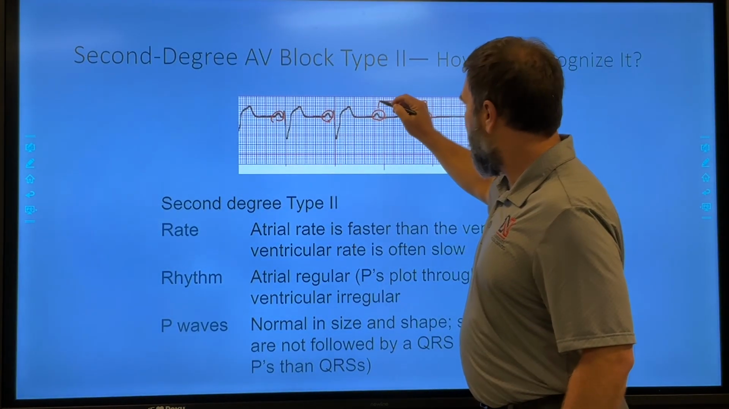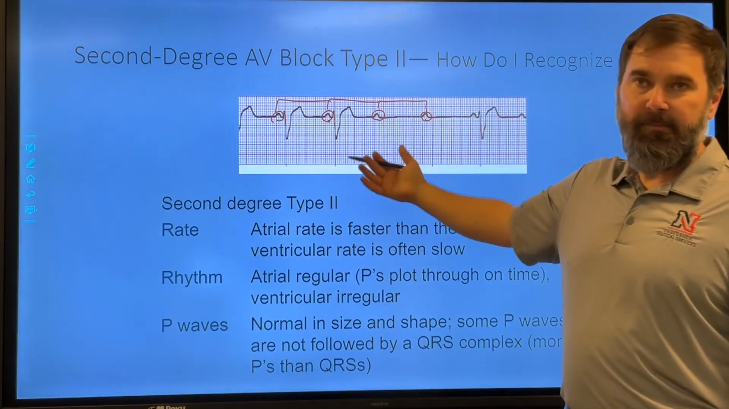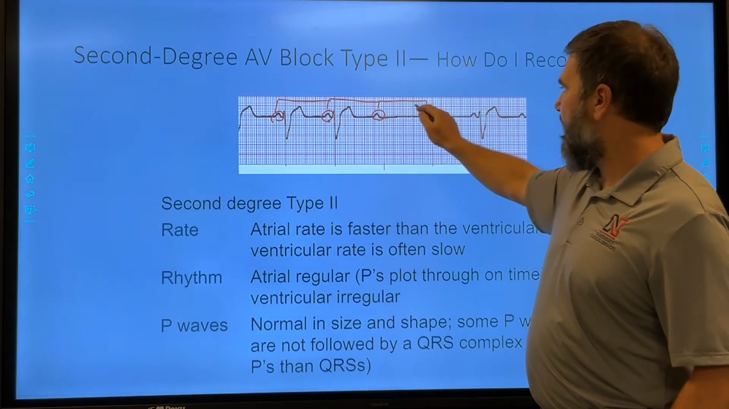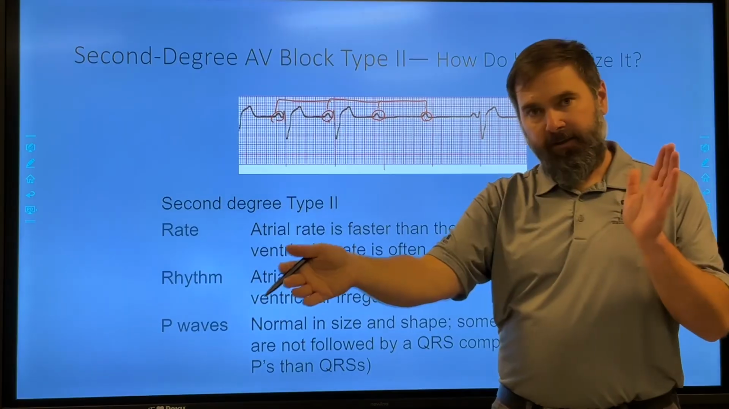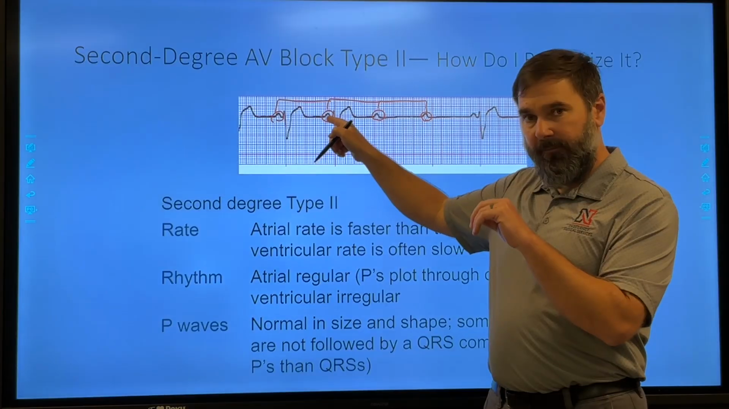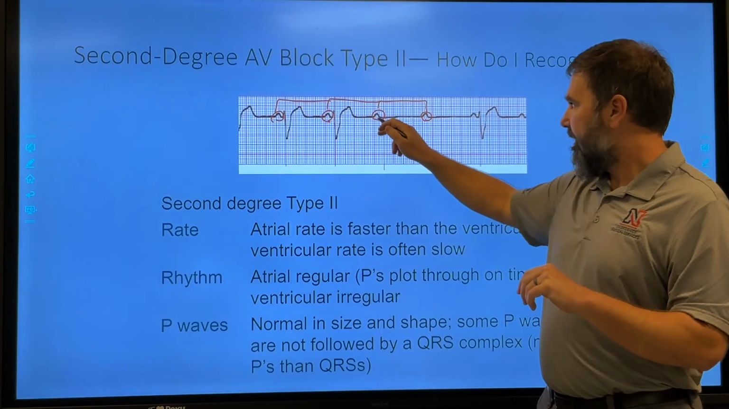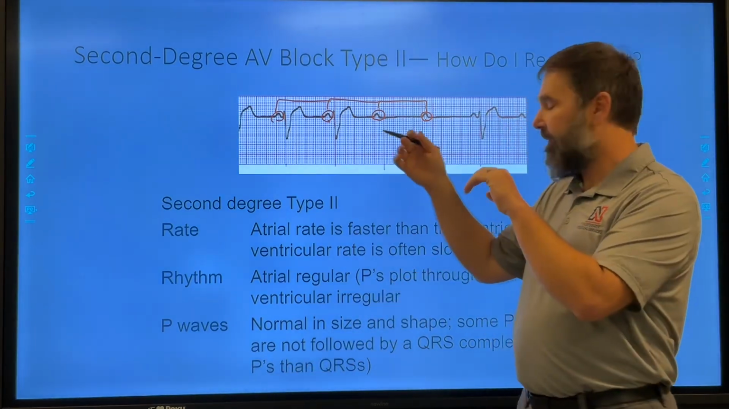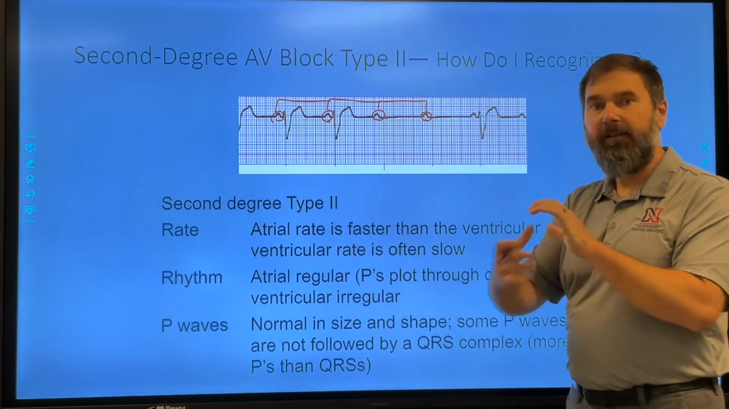But if you were to measure the P to P interval, the P to P atrial rhythm is regular. So we have P wave, QRS, P wave, QRS, P wave, no QRS, P wave, no QRS. So what's happening here? This time, the SA node fires, sending that signal out, the AV node holds on to it and sends it out. Same thing repeats. In this instance, the SA node fires, sends it out, the AV node holds on to it, doesn't send it. Same thing, the AV node receives it, does not send it. The AV node receives it and sends it.